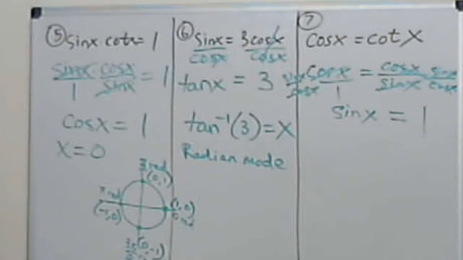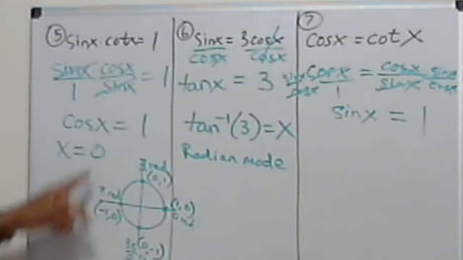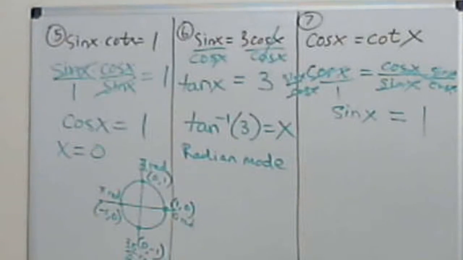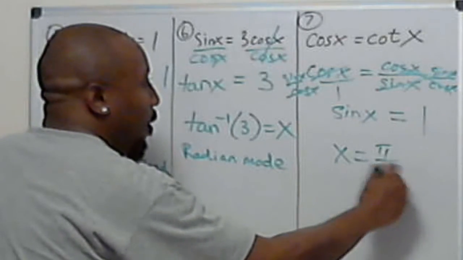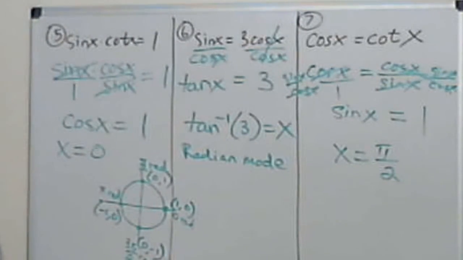Let's go back to the unit circle here. If you have the unit circle in front of you, that's a better illustration than my makeshift unit circle that I drew on here. So, sine of what angle gives you 1? Basically, you go to the angle that has a y value of 1. That angle is at x equals pi over 2.